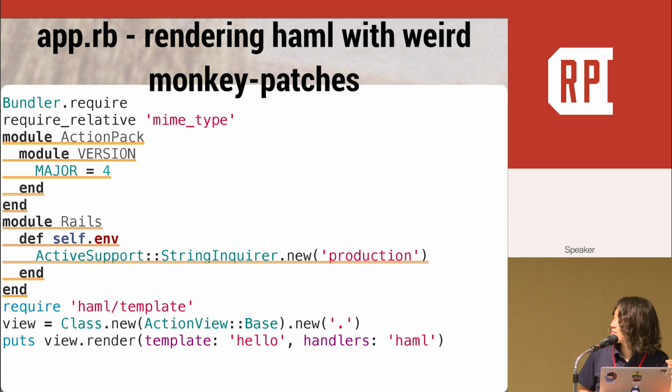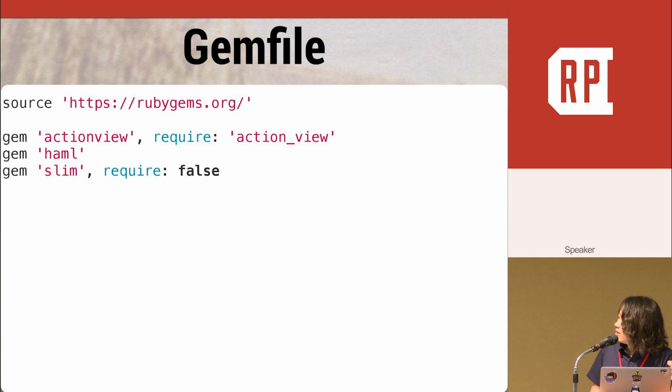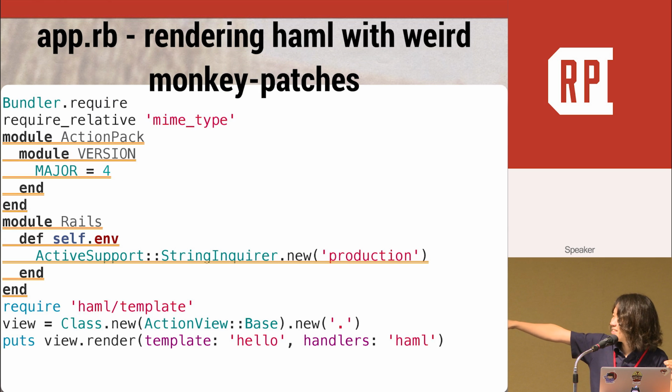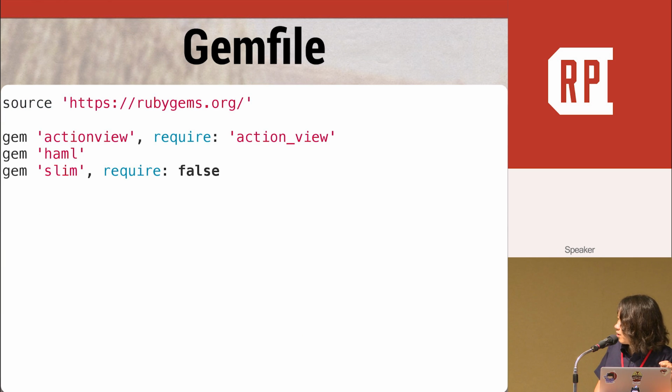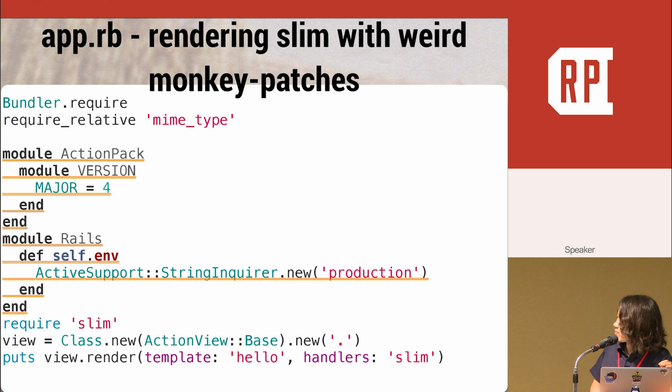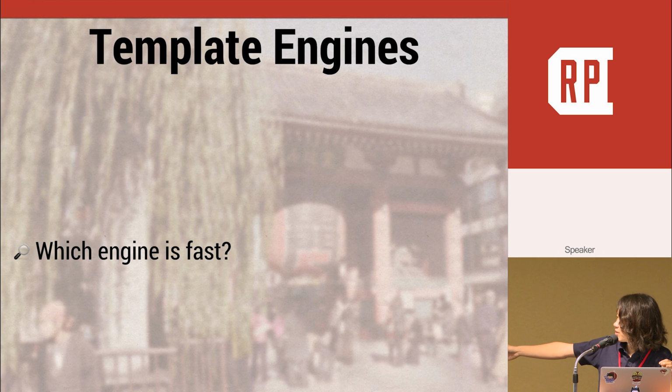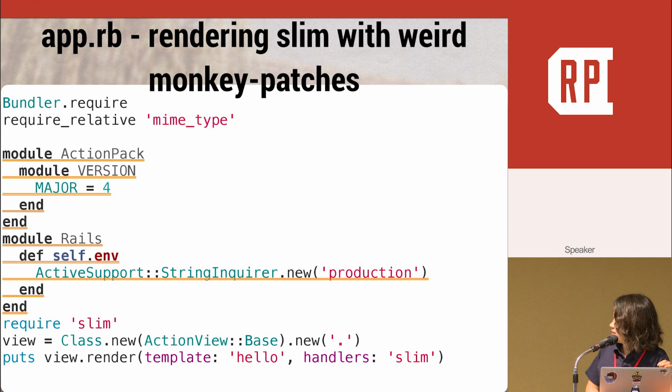So the next example is Slim. Again, you cannot just require Slim, because before requiring Slim, you need these things: Rails, action pack, version method, and Rails env. So I require Slim manually instead of requiring from Bundler, and this works. This prints out hello Slim, right?